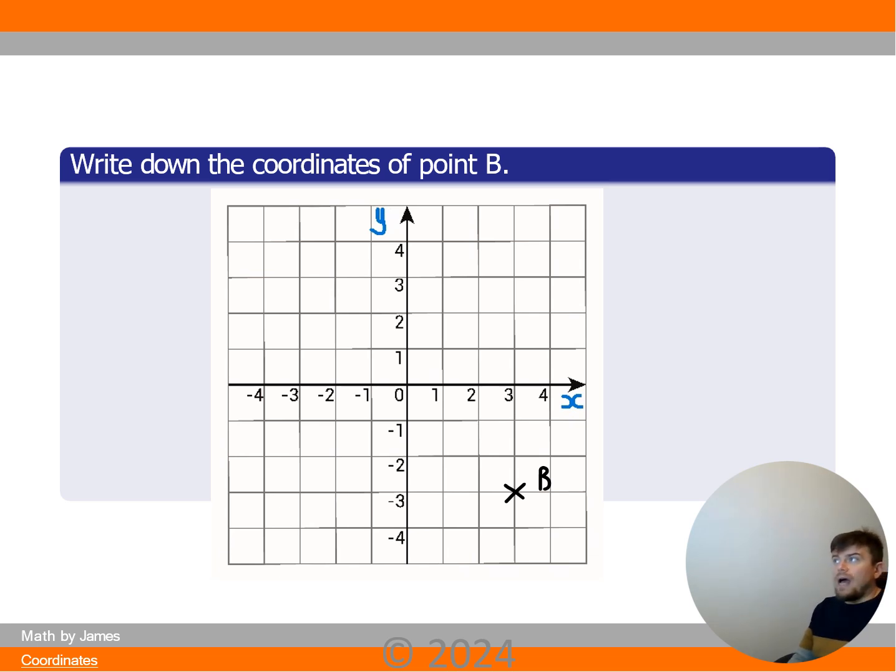Do pause, have a go at this one. If you haven't had a go, we're going to reveal the answer now. So we go along the corridor 3, we go down the stairs 3, so we've got 3 and -3.